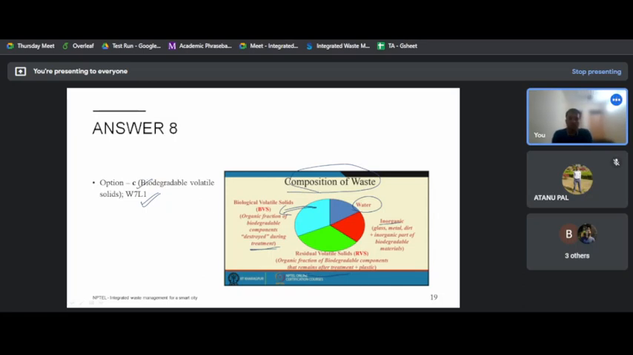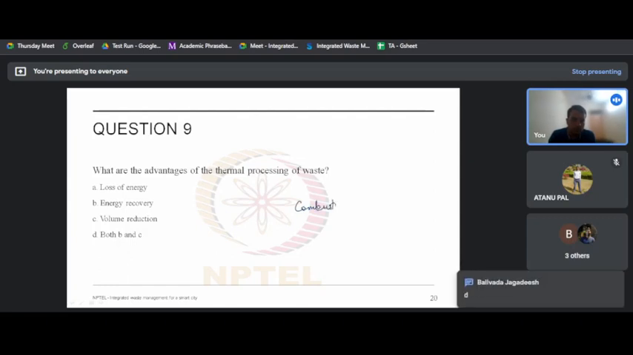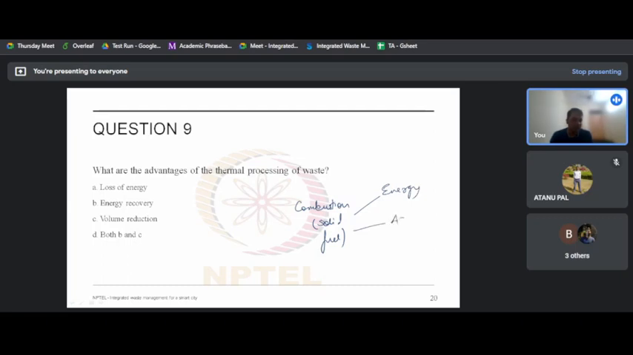Moving on to the next question, question number 9. What are the advantages of thermal processing of waste? Loss of energy, energy recovery, volume reduction, and both B and C. When we do thermal processing, there will be a certain volume reduction because we are essentially doing combustion. We have a solid fuel, so it will get converted to different things. There will be some mass-energy conversion, some ash, and maybe some smoke. So one unit is getting divided into smaller units, and there will be a certain volume reduction.